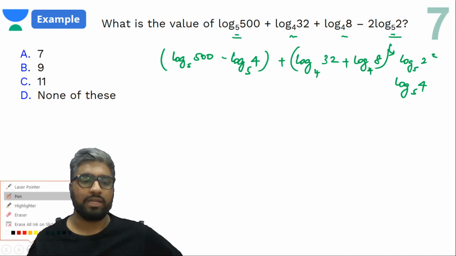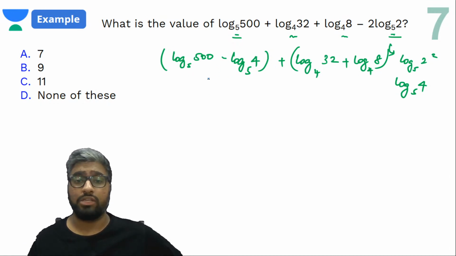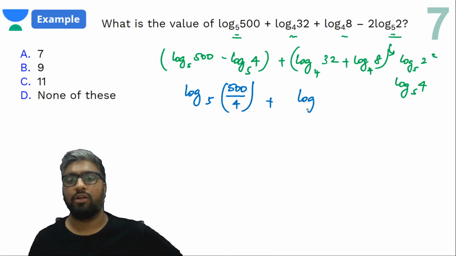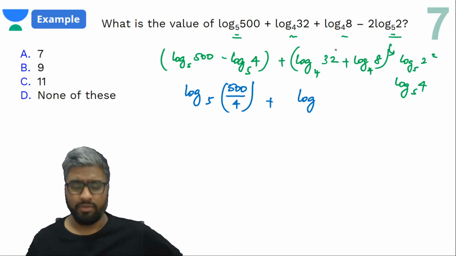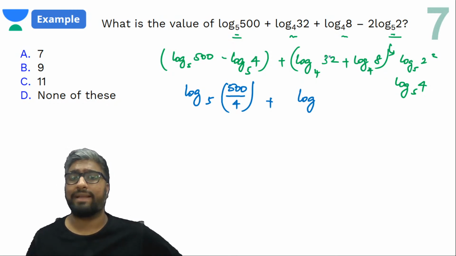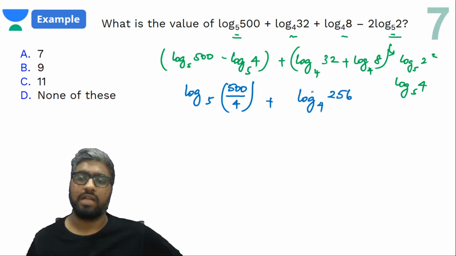Now what is our next step? Just go ahead and reduce them. So this is minus, which means this will become log 500 by 4, base 5. And here what would we get? We would get log 32 times 8, because addition of two logarithmic terms with the same base gives the product. How much is 32 times 8? I'll give you a quick way to do this. 32 itself is 4 times 8, and 8 times 8 is 64. 64 into 4 you have to do. That is 256. Base 4. So now what option do you have?